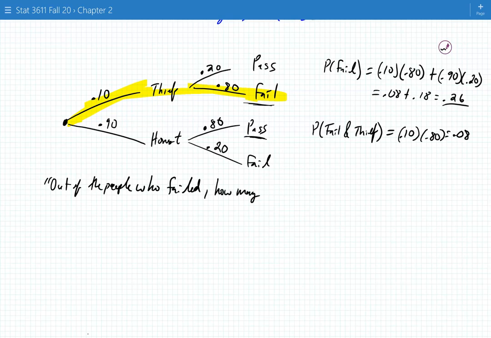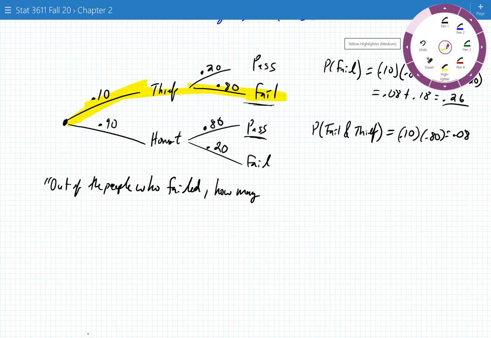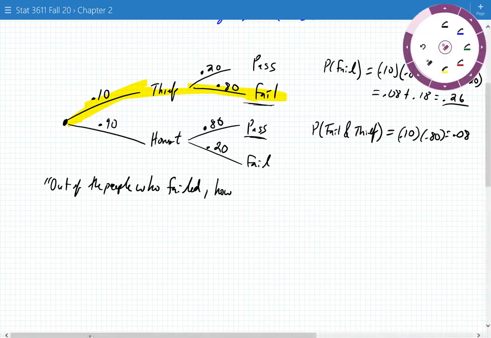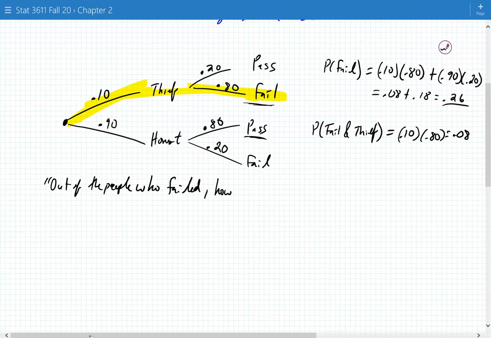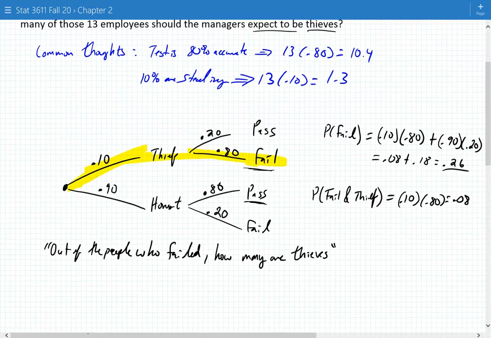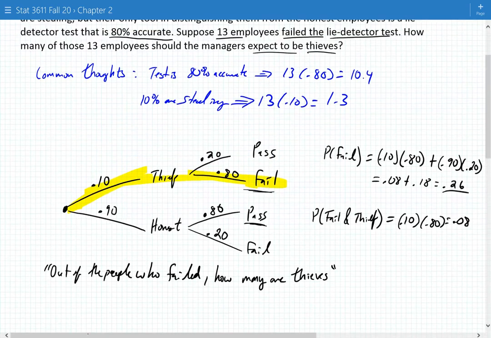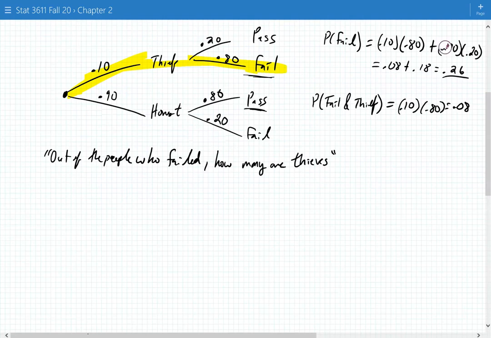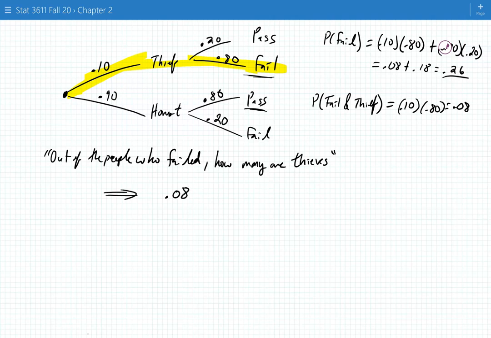Out of the people who failed, how many are thieves? All right. Well, there's an 8% chance that you failed and you're a thief. If you're out of the people who failed, you have to be failed and a thief. But it's not going to be 8%. This is out of the people who failed.